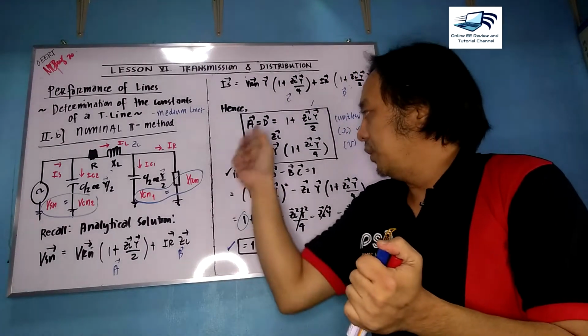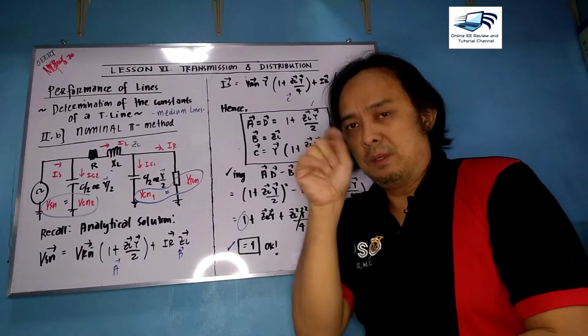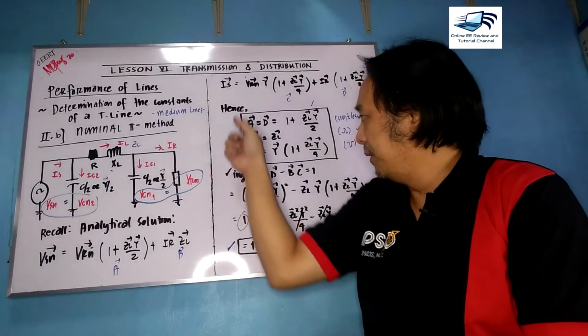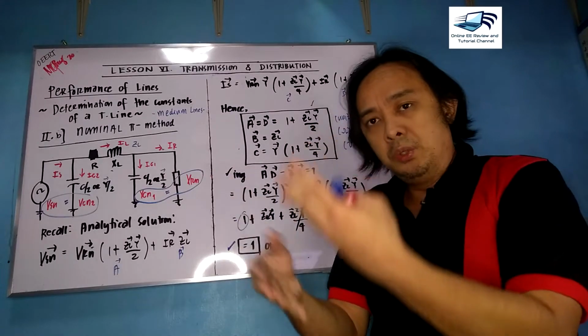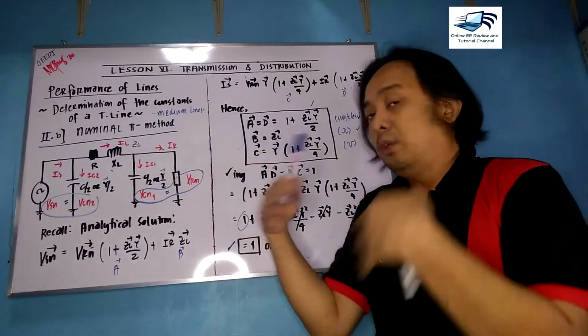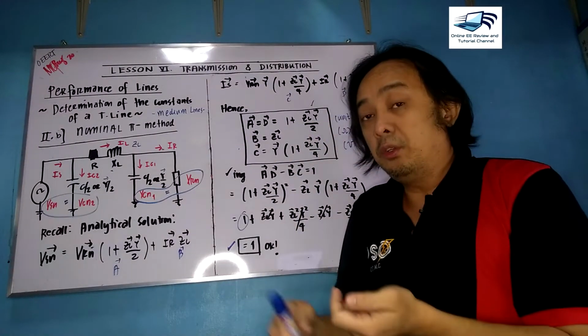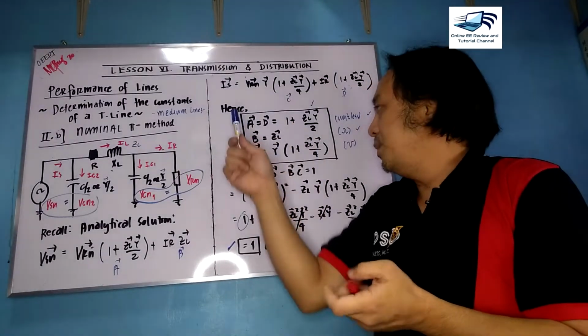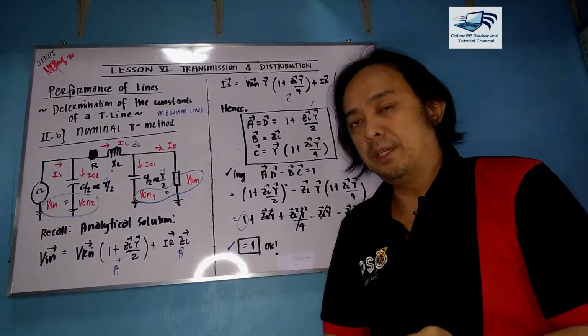So again, if you have your notes or you have your index cards, you can write this down again, no, if you use that habit, so that you can store it in your memory, this ABCD constant of nominal pi circuit.